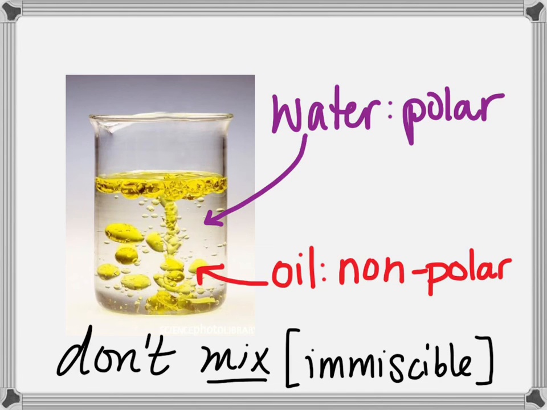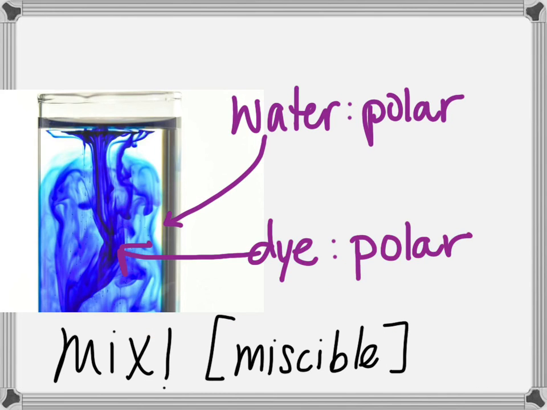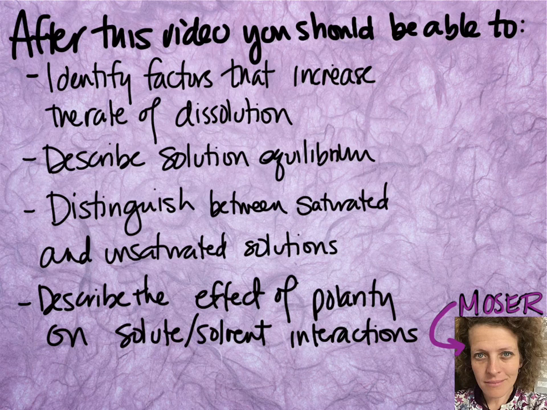They don't mix. We say that they're immiscible. On the other hand, water, a polar molecule, and a water-based food dye, which is also a polar molecule, mix quite nicely. They are what is said to be miscible. Excellent. Okay, can you identify factors that increase the rate of dissolution? Describe solution equilibrium, distinguish between saturated and unsaturated solutions, and briefly describe the effect of polarity on solute-solvent interactions? Excellent. If not, ask questions.